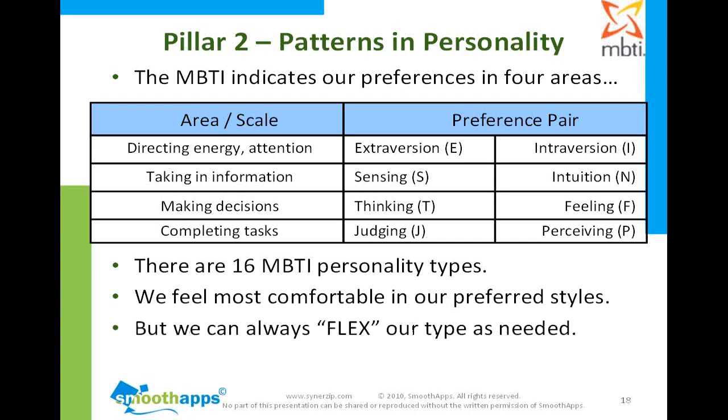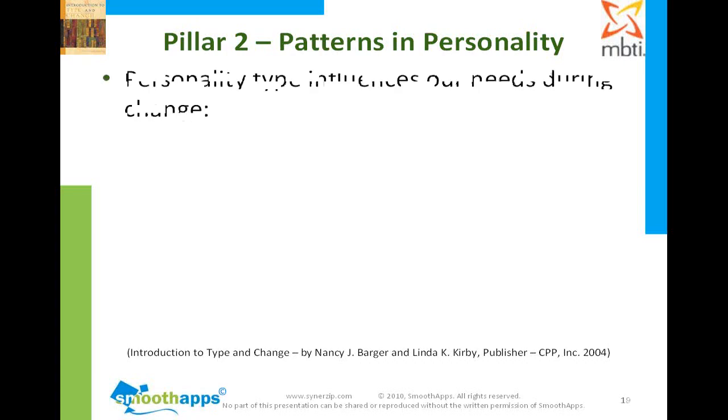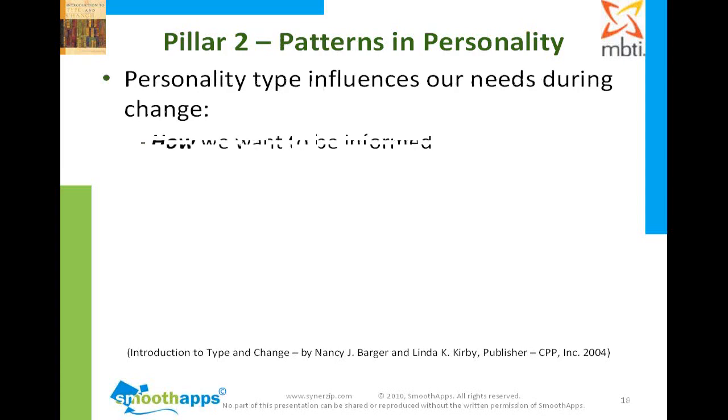So this is a crash course in Myers-Briggs type theory. I just want to establish the foundation for applying this to agile transformation. What happens is, our personality type influences our needs during change. It influences how we want to be informed. Do I want to hear about the agile transformation verbally, one-on-one, in a group meeting, or would I prefer a PowerPoint presentation so I can noodle on it?